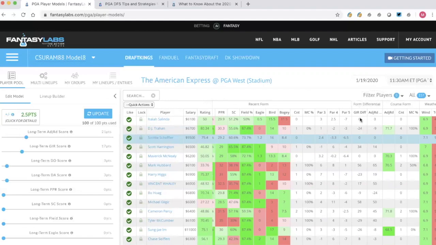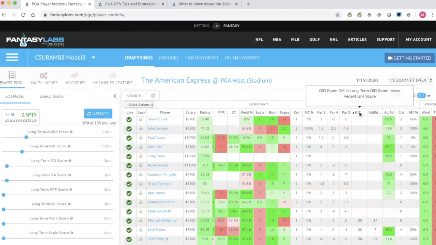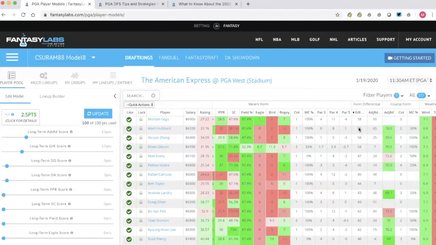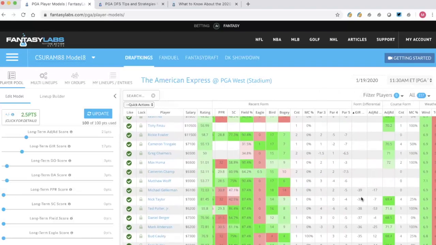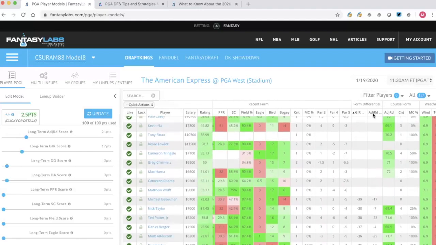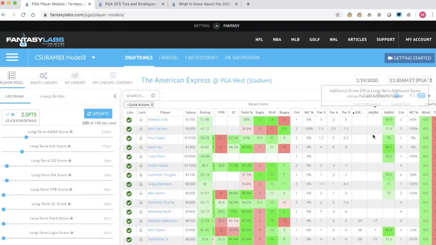Form differential. This is an interesting one if you're looking to buy low, sell high on guys. Greens in regulation differential. It's going to be the long-term greens in regulation minus the recent greens in regulation. So if a guy is historically somebody who hits a lot of greens, but they haven't been hitting them recently, they're going to show up as a positive number here. And again, vice versa, if they've hit a lot of greens recently, but they're not somebody who has done it in the long term, they're going to show up as a negative. And then the same thing is going to go for adjusted round score.